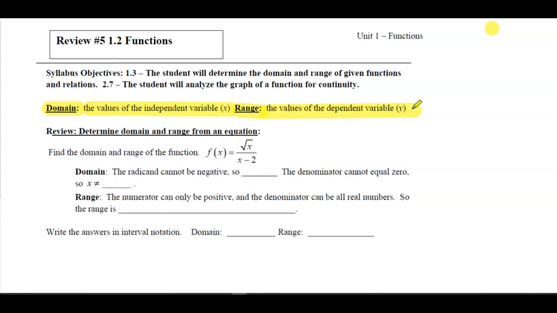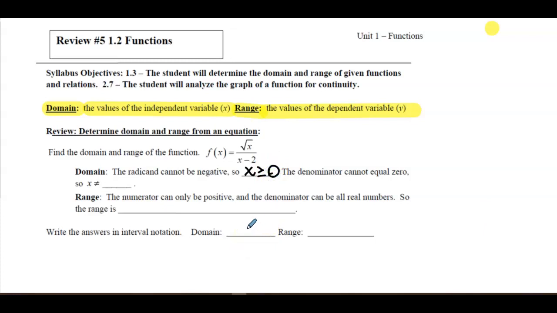So looking at this function, f of x equals the square root of x divided by x subtract 2, we are going to list what that domain is. So the domain, the first thing we have to do is look at the numerator. In the numerator, there is a square root, and we know that underneath that square root, we can only have positive values. So in the numerator, x is going to be greater than or equal to 0.